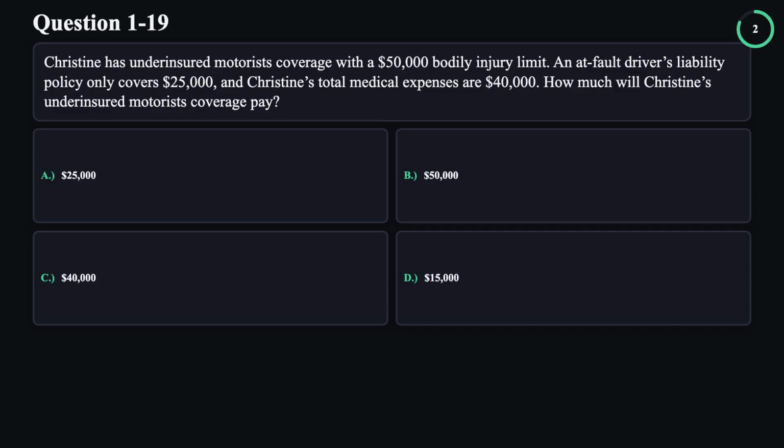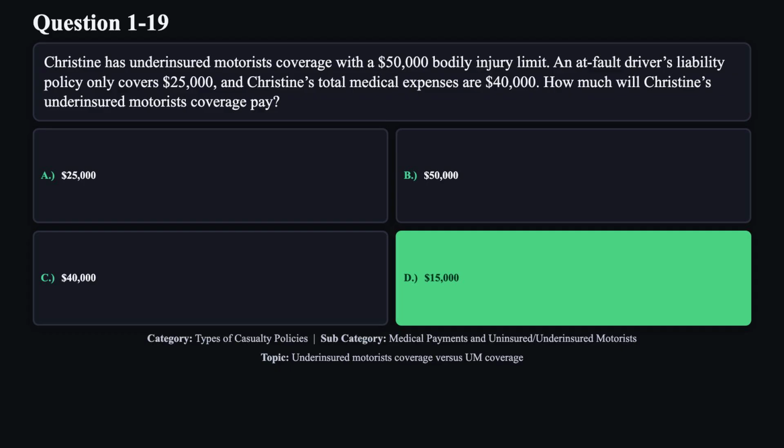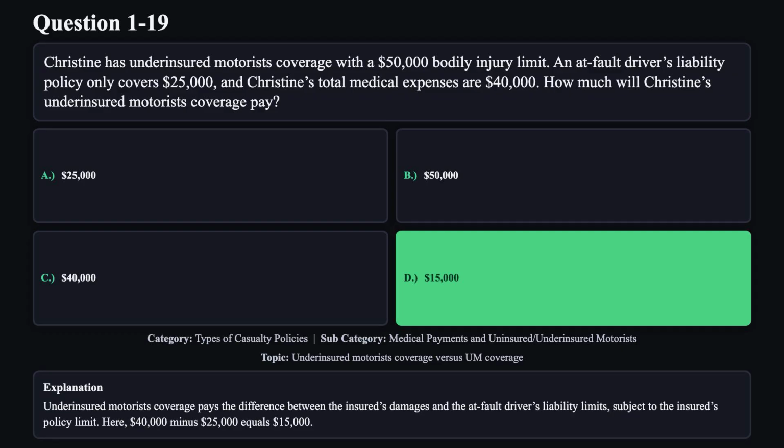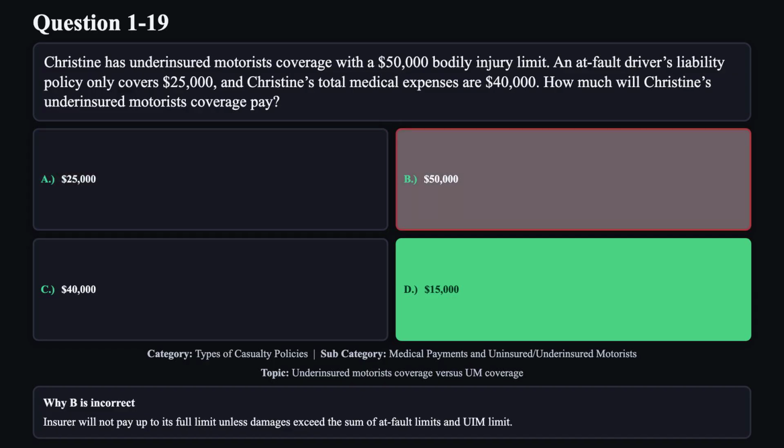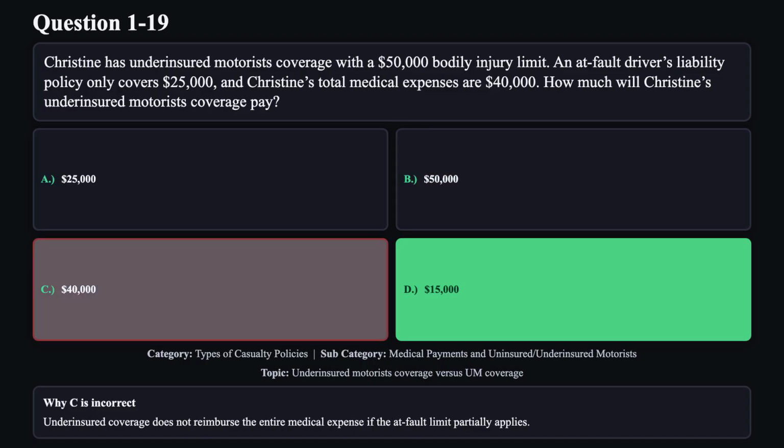The correct answer is D. Underinsured motorist coverage pays the difference between the insured's damages and the at-fault driver's liability limits, subject to the insured's policy limit. Here, $40,000 minus $25,000 equals $15,000. Reason A is not correct. It pays the difference, not the at-fault driver's full liability limit. Reason B is not correct. The insurer will not pay up to its full limit unless damages exceed the sum of at-fault limits and UIM limit. Reason C is not correct. Underinsured coverage does not reimburse the entire medical expense if the at-fault limit partially applies.